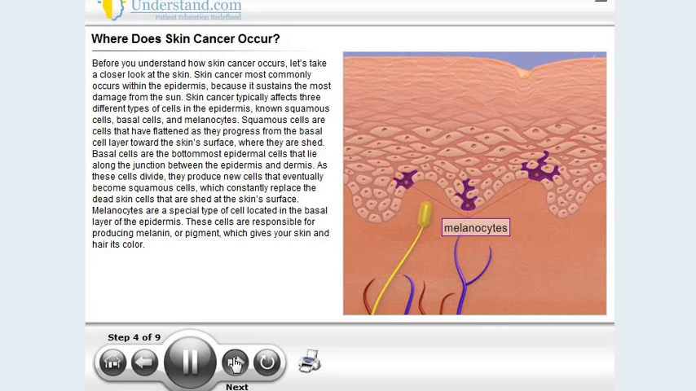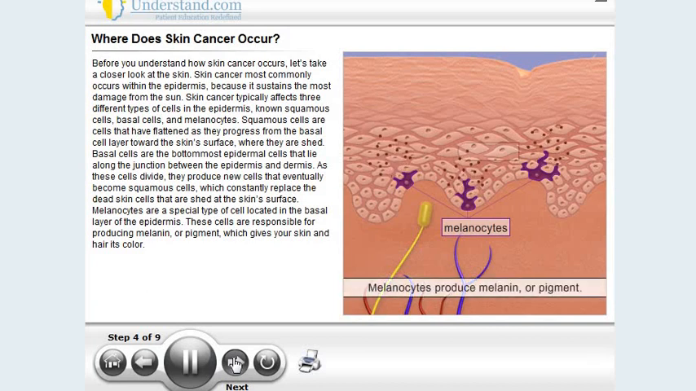Melanocytes are a special type of cell located in the basal layer of the epidermis. These cells are responsible for producing melanin, or pigment, which gives your skin and hair its color.